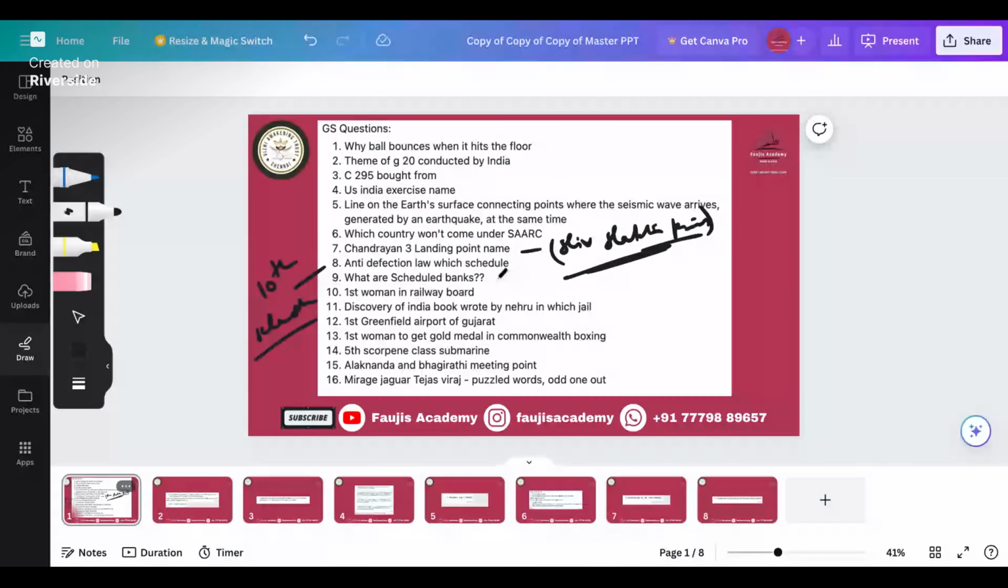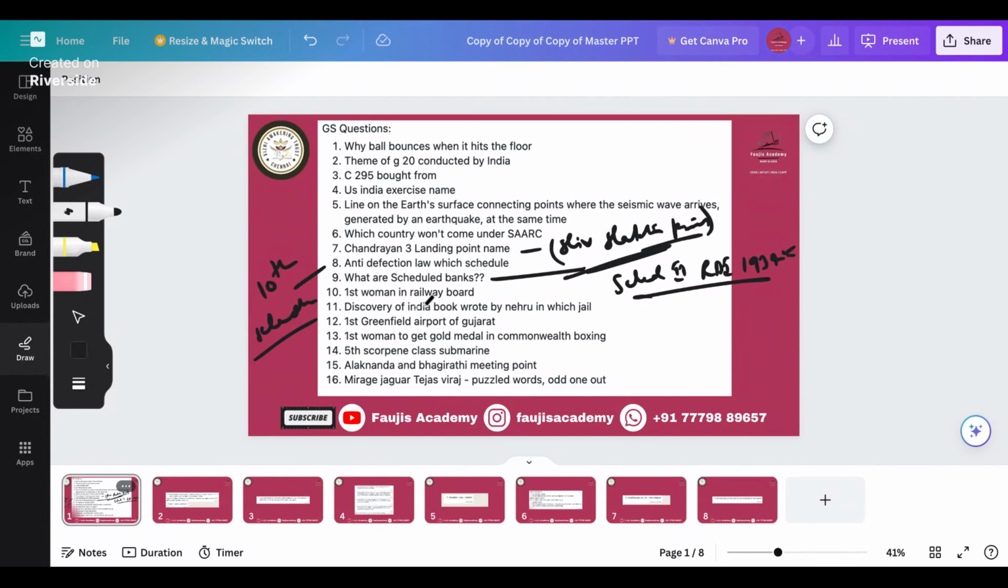What are scheduled banks? Scheduled banks are listed under Schedule 2 of the RBI Act of 1934. I'm not sure again what answer options you had in your examination, but the scheduled banks are listed under Schedule 2 of the RBI Act 1934. Just remember that.